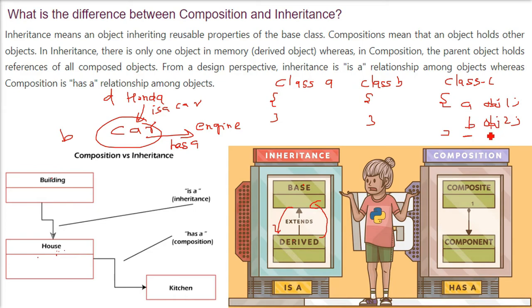So the inheritance is all about inheriting, or say base and child relationship, but the composition is referring to other classes by taking their objects. So class Honda colon car. So class Honda is a car. So this is the inheritance relationship.